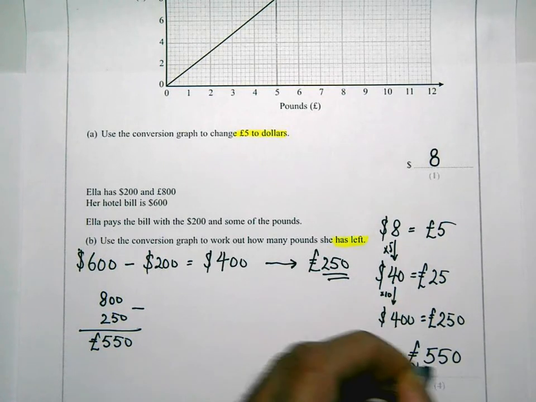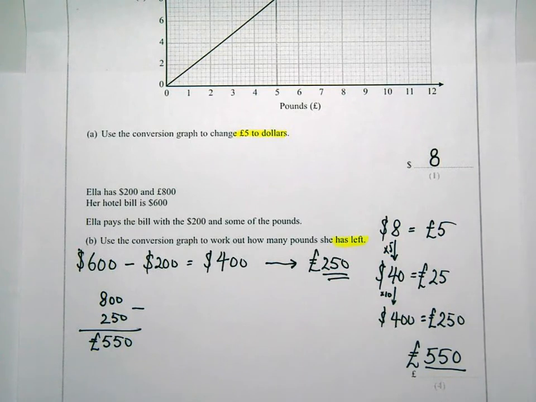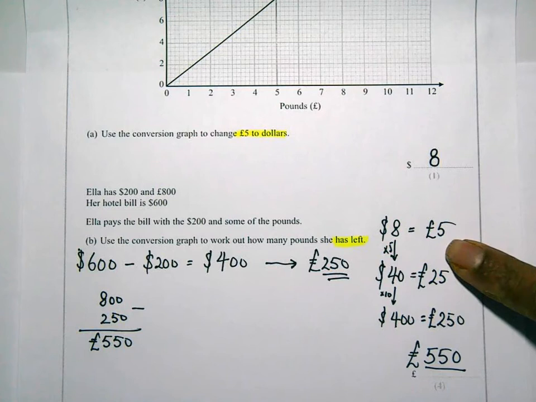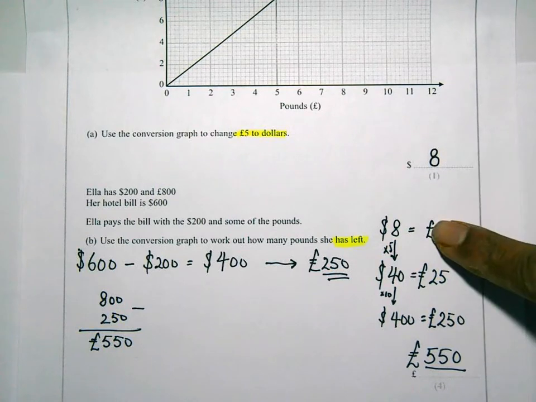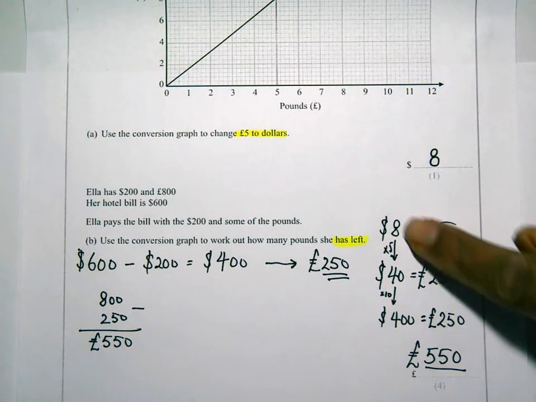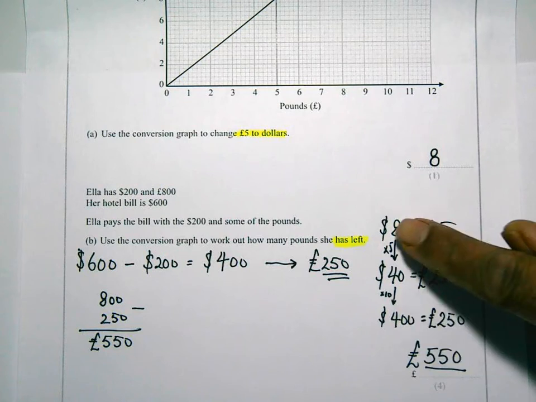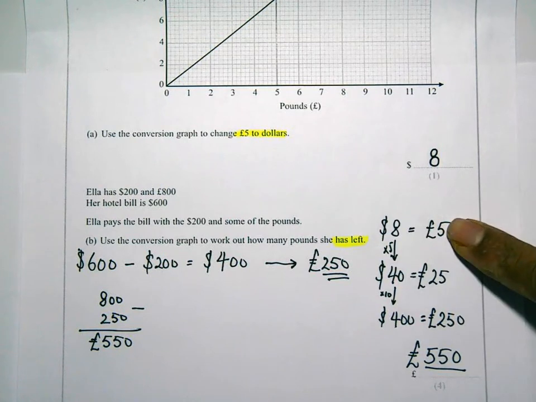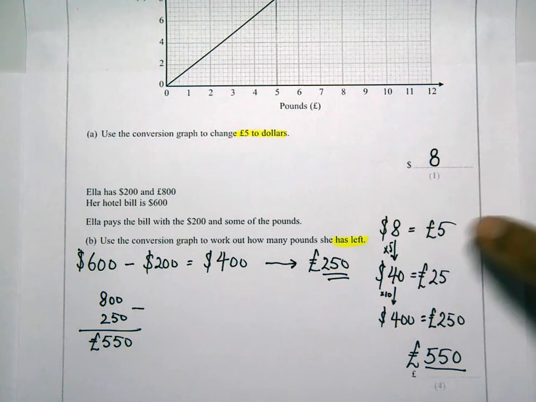Now, this is a fairly complicated question, and there are many different ways you could do it. You could actually use other techniques. I used the information from part A to help me multiply this up. And make sure you do understand what I've done here, right? $8 is £5. So if I times both sides by 5, that means $40 is £25.